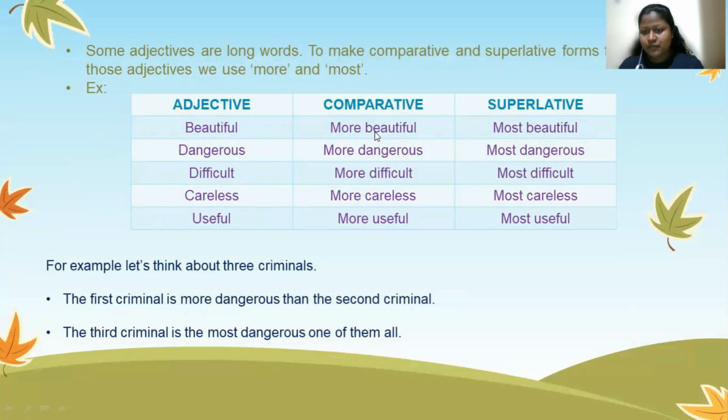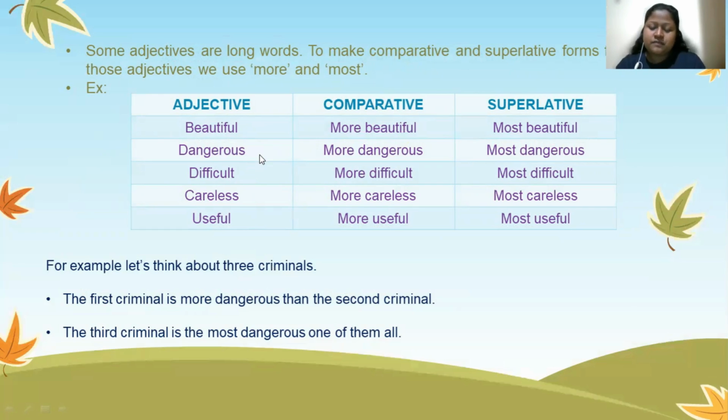And its comparative and superlative forms are made simply by adding more and most in front of the adjective. We do not change the spellings of the adjective when we are making the comparative or superlative form in these words. We simply add more when making a comparative adjective, and we simply add most when we are making the superlative adjective. So when it comes to dangerous, we can consider three criminals.